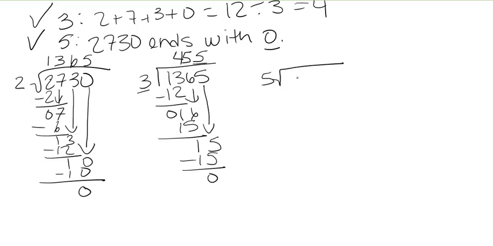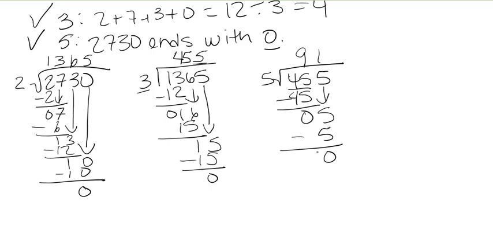5 goes into 455 how many times? So 4 can't be divided by 5. So 5 can go into 45 then 9 times. So 5 times 9 is 45. So 45 minus 45 is 0. Now we bring down that 5. 5 goes into 5 1 time. So 5 times 1 is 5. Now we subtract and we get 0.